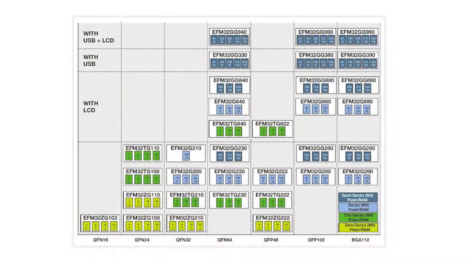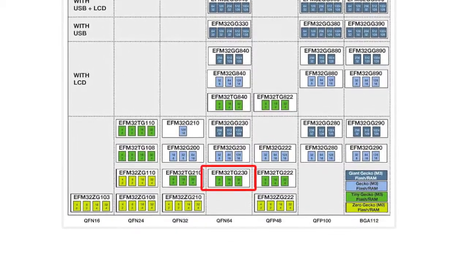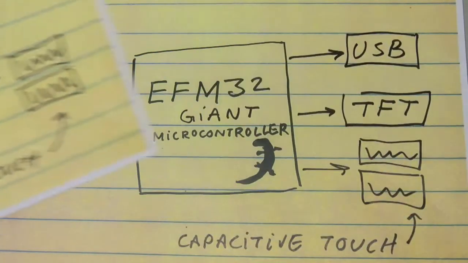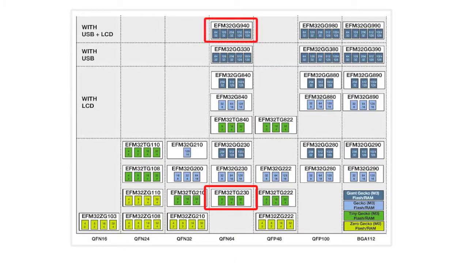This is because all EFM32 microcontrollers include the same Gecko technology. They are pin and software compatible and it is easy to migrate to a smaller memory device. The same applies if you want to scale up to a device with USB connectivity or TFT display driver.